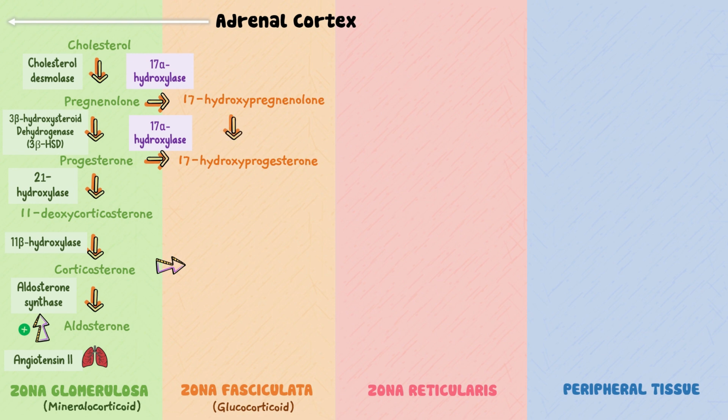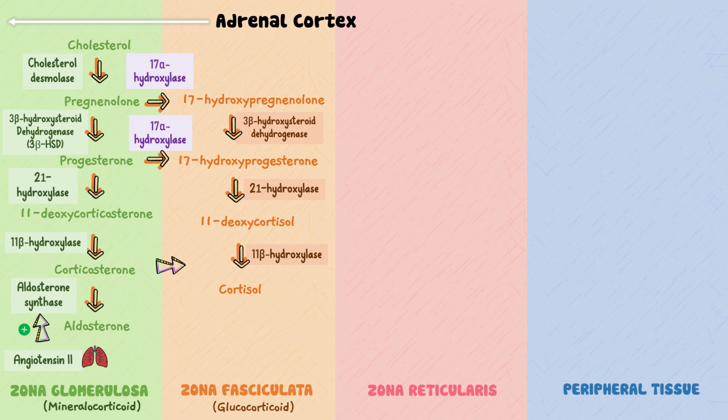17-alpha-hydroxypregnenolone is then converted into 17-alpha-hydroxyprogesterone by the enzyme 3-beta-hydroxysteroid dehydrogenase. Now, this 17-alpha-hydroxyprogesterone is turned into 11-deoxycortisol by the enzyme 21-hydroxylase. Then, finally, by the action of enzyme 11-beta-hydroxylase, we get the glucocorticoid, cortisol.